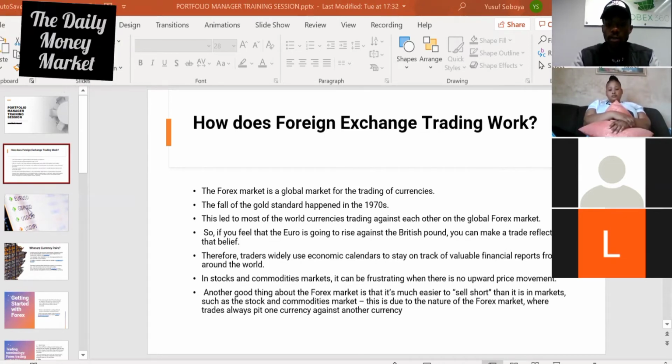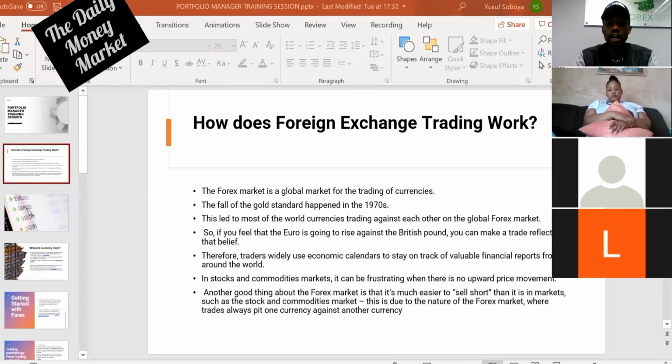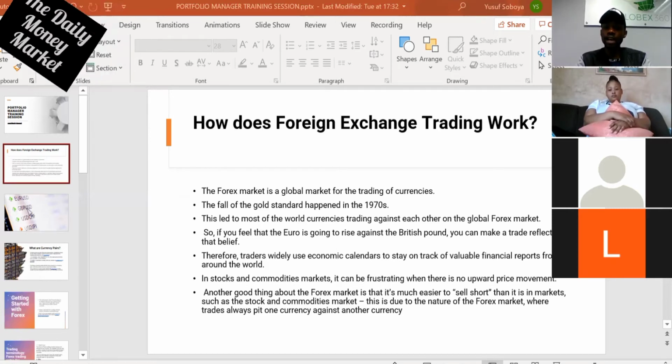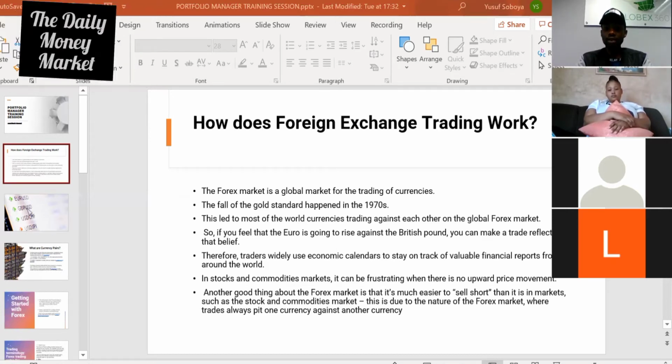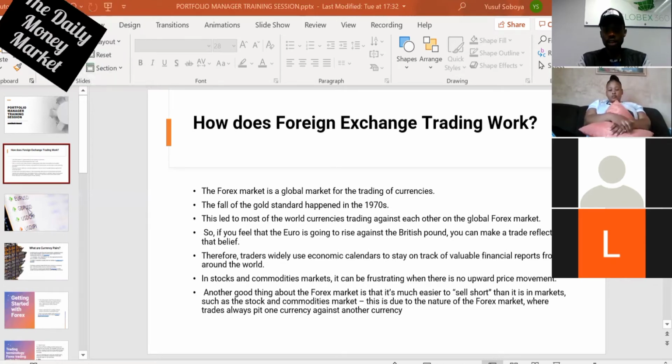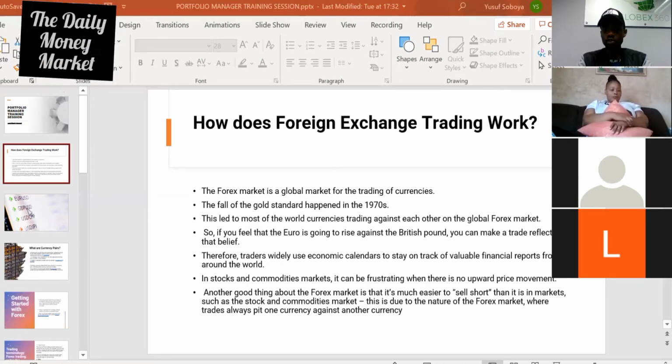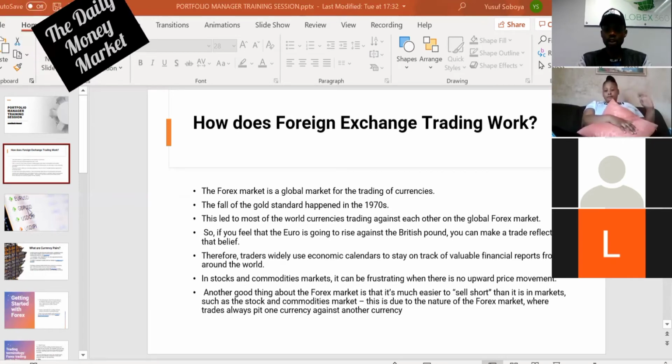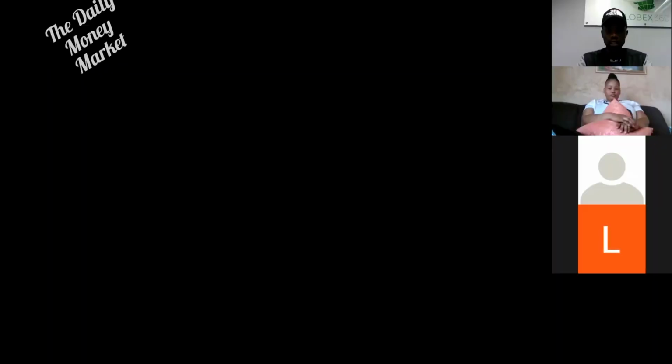So mostly it is to go on an economic calendar, understand the economic calendar, and from that understanding we can then continue and understand that, okay, this is the instrument that we need to trade, we need to buy, or we need to sell.